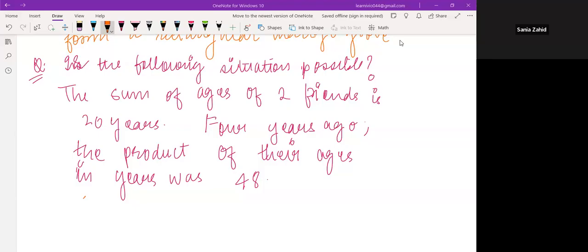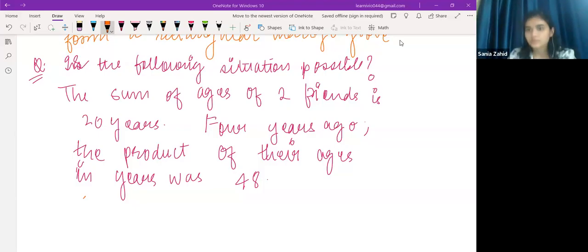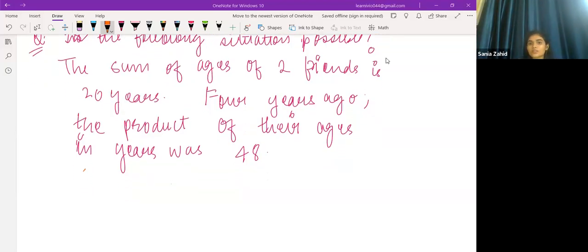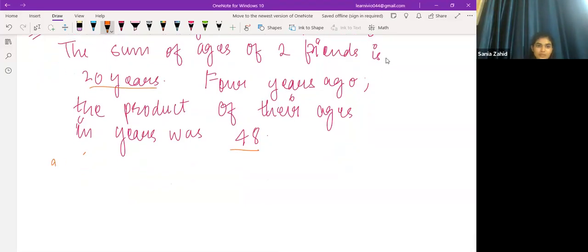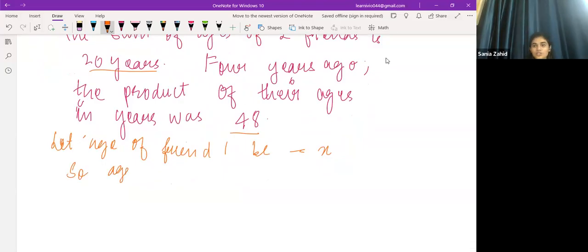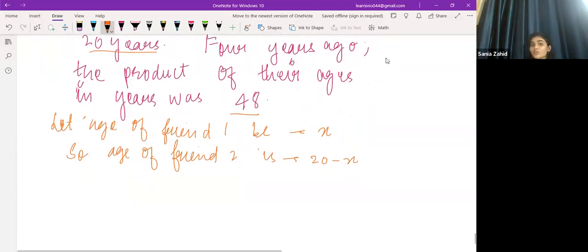Children, now let's discuss the answer. So first of all, it's not possible. Okay, let's check the answer. It is given in the question, sum of ages of two friends is 20 years. 4 years ago, the product of their ages was 48. Let the age of friend 1 be x years. So age of friend 2 is 20 minus x.